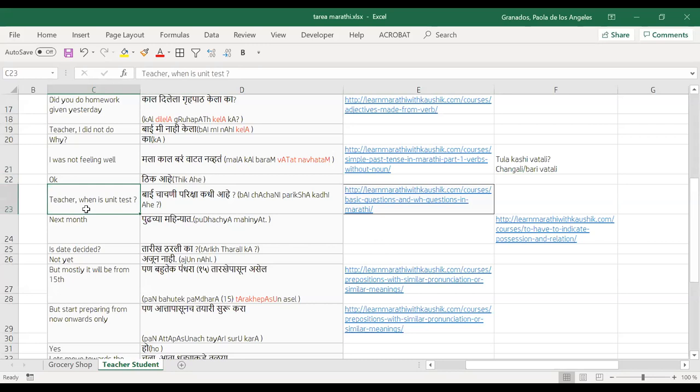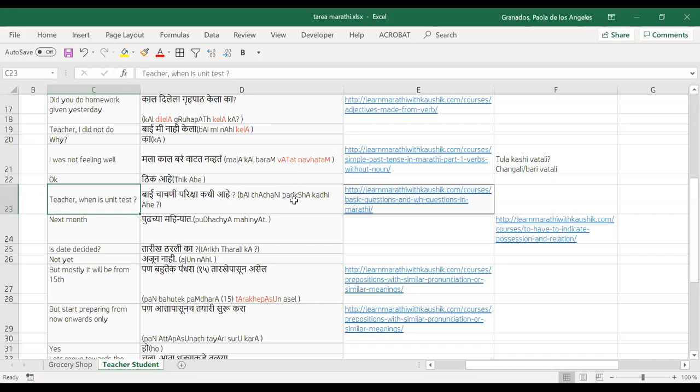Teacher, when is the unit test? Satsani pariksha. Tatani or Zadani? No, read again. Satsani. Satsani. Pariksha. Okay. Satsani pariksha.